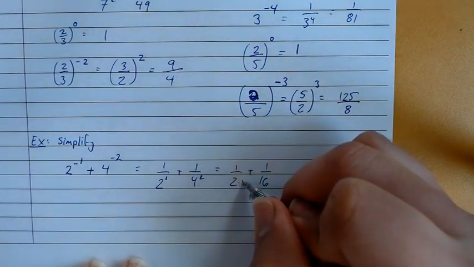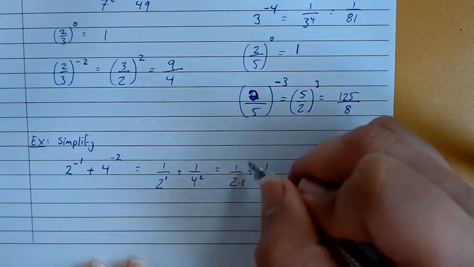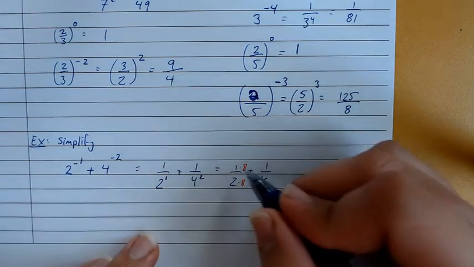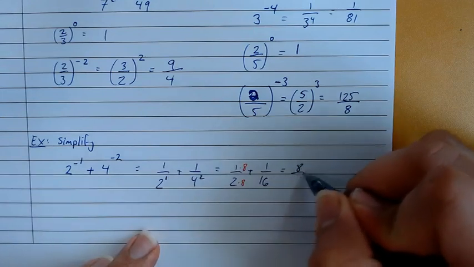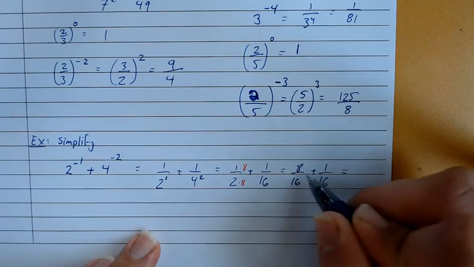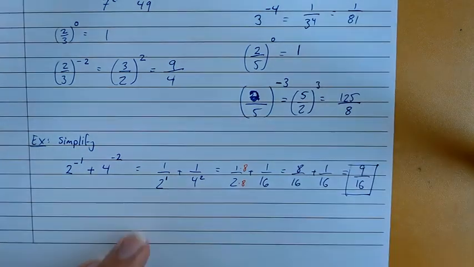Fortunately, 16 is a multiple of 2. We just have to multiply it here by 8. And so this is going to give us 8 over 16 plus 1 over 16, which is going to give us 9 over 16. 8 plus 1 gives us 9/16.